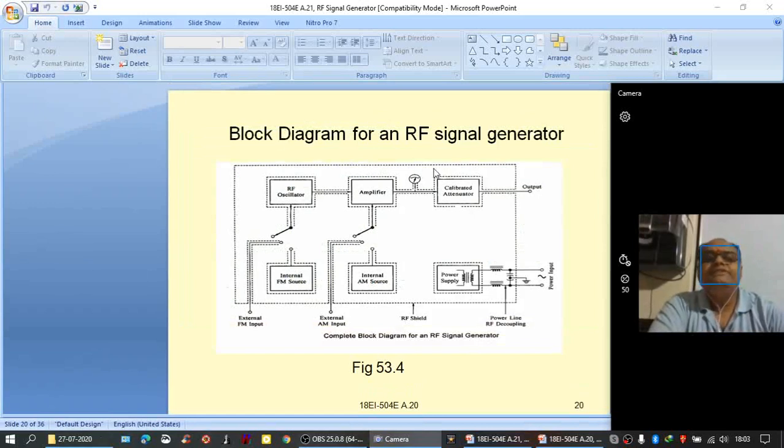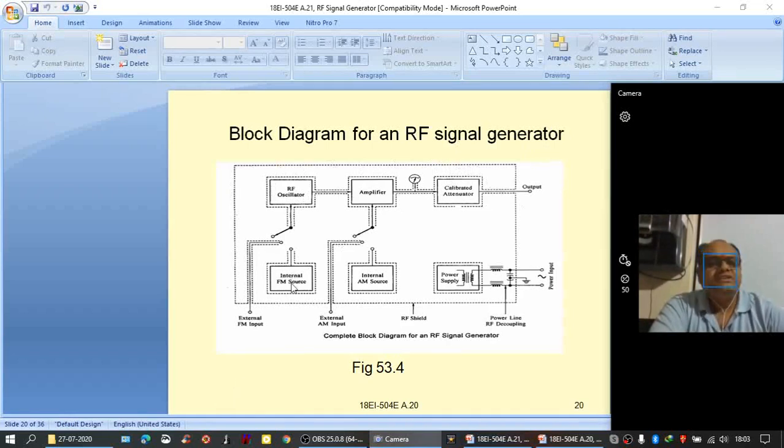And here you can see the basic block diagram including the modulation units also. Actually, what we have seen, an RF signal generator consists mainly of four parts: one is the RF oscillator, amplifier, output level meter, and calibrated attenuator. In addition to this, it is a simple radio frequency signal generator, and such signal generators also were available in the olden days.